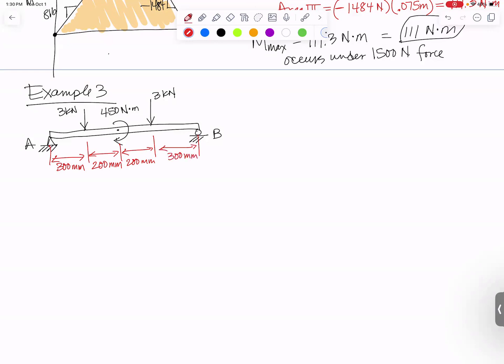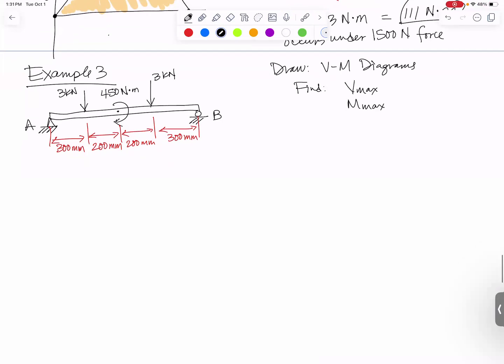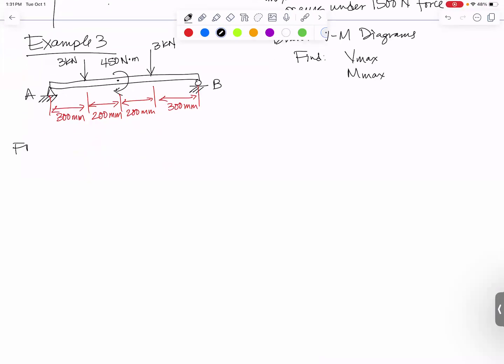And we're asked to draw the VM diagrams and find Vmax and Mmax. When we're asked for Vmax and Mmax, we care about the absolute value. I'm going to start with a free body diagram. I'll have an AY that I need to solve for. AX is going to come out to be 0. I will also need to solve for BY.